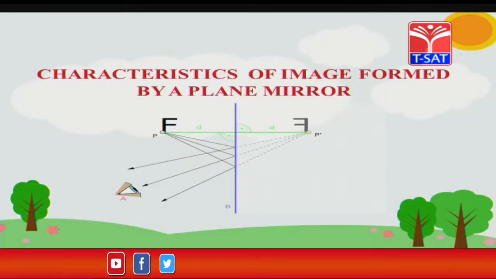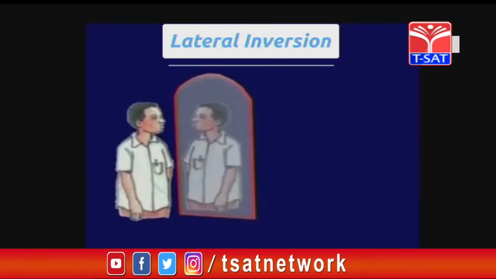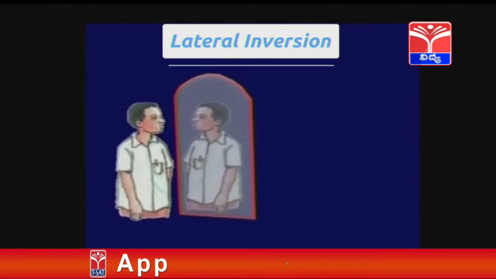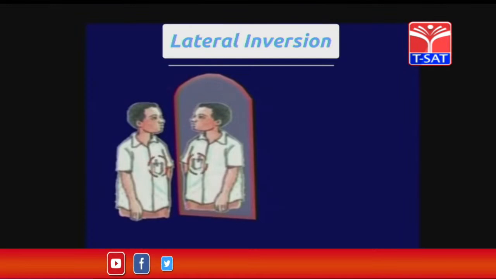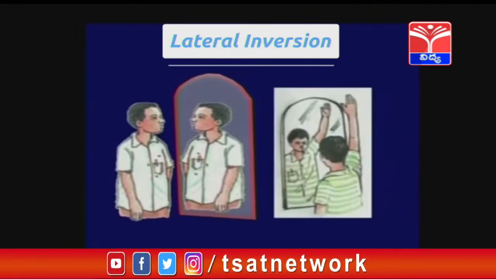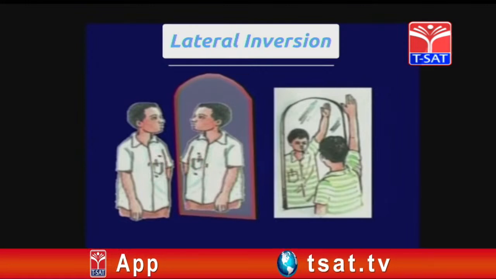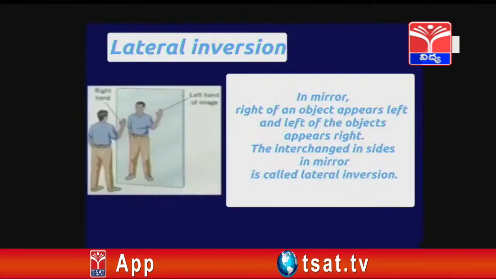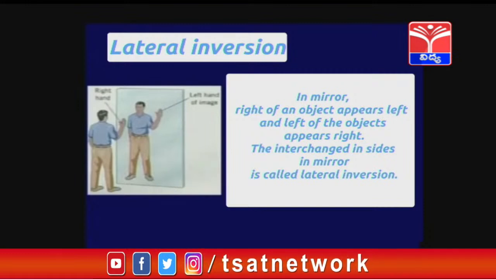Characteristics of image formed by a plane mirror. Lateral inversion. Observe the student standing in front of a mirror. The student has his pocket on his shirt on the left side, but in the mirror it is showing on the right side. Another student has raised his right hand, but in the mirror it appears as if he has raised his left hand. Lateral inversion. In a mirror, the right of an object appears left and the left of the object appears right.